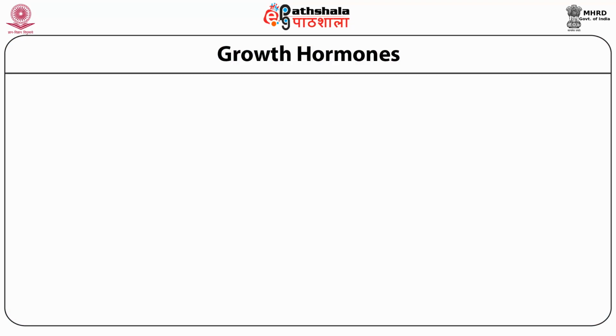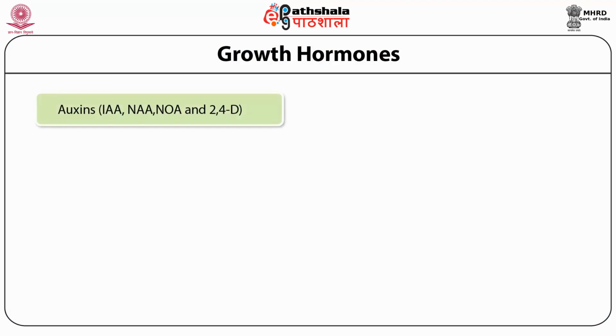And ethylene is a senescence hormone, so it induces maturation. So their roles remain almost similar in case of tissue culture. The most commonly used auxins are indole-3 acetic acid, that's IAA, naphthalene acetic acid, that is NAA, naphthoxy acetic acid, NOA, and 2,4-D, that is dichlorophenoxy acetic acid. The response of these auxins varies.